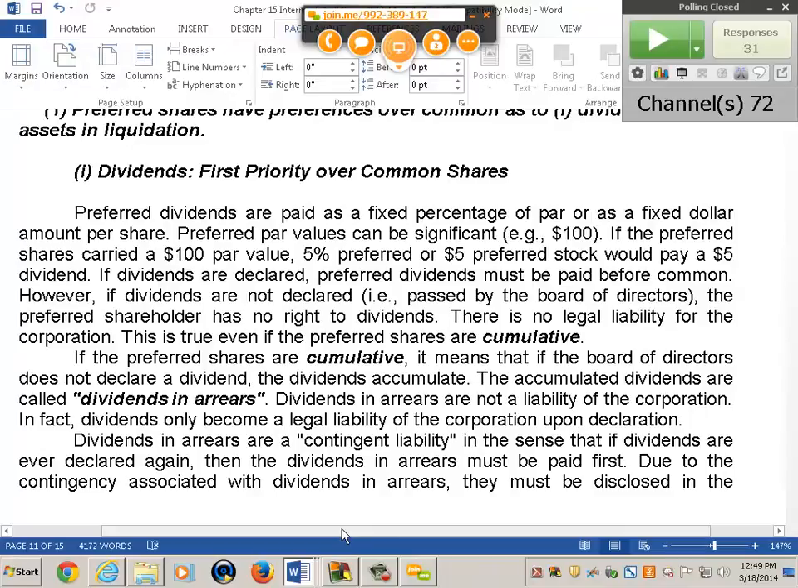The other critical piece of this is that when we look at earnings per share, is applicable to what class of stock?